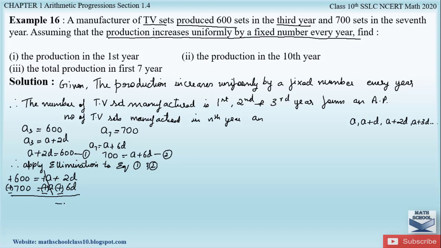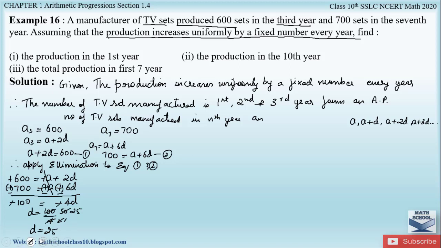The higher number's sign will come here, so 6 minus 2 is 4d. And here it will be minus, because minus 700 is there. So 600 minus 700 is minus 100, and minus and minus get cancelled, so d is equal to 100 by 4, and we get d equal to 25.